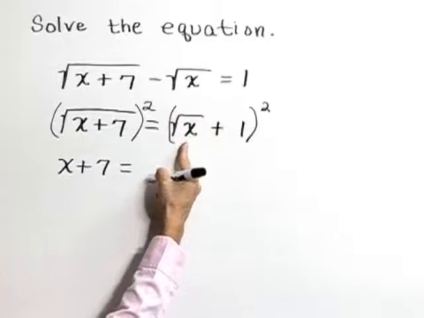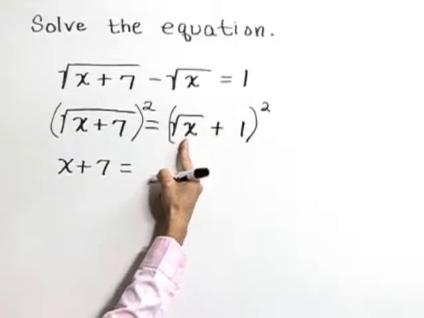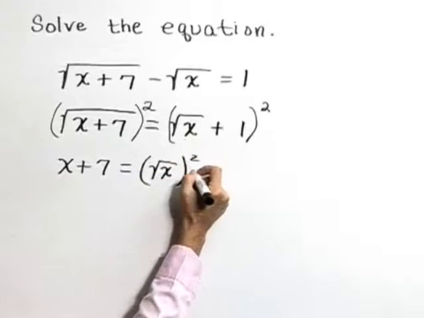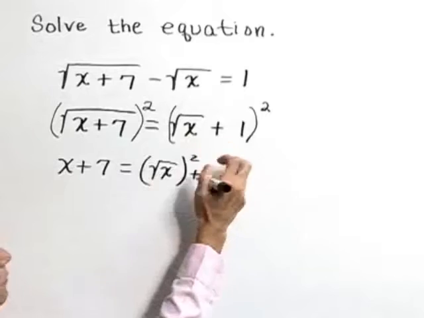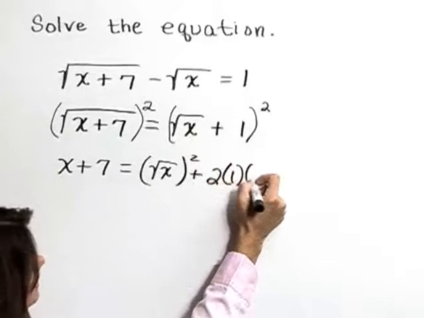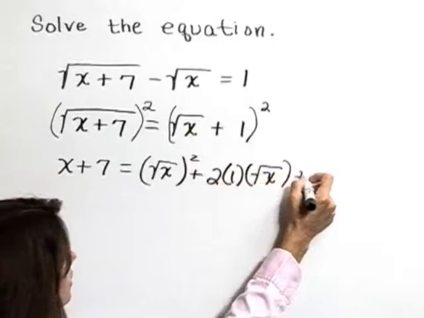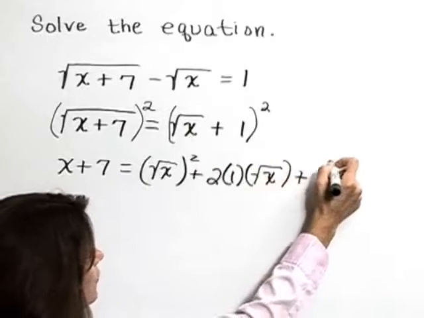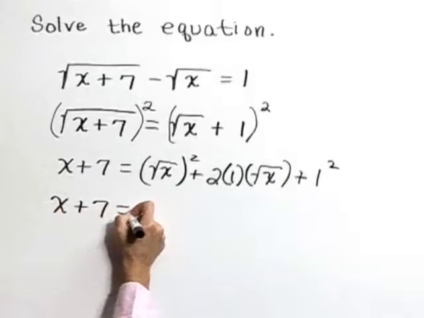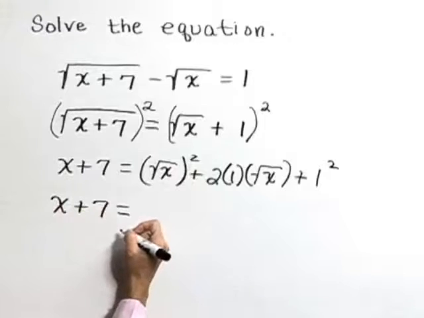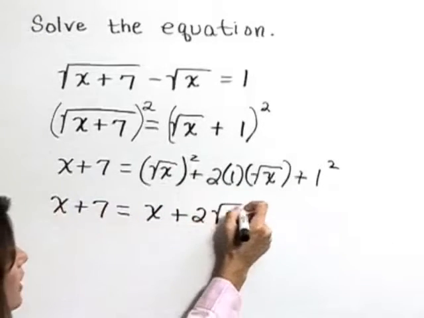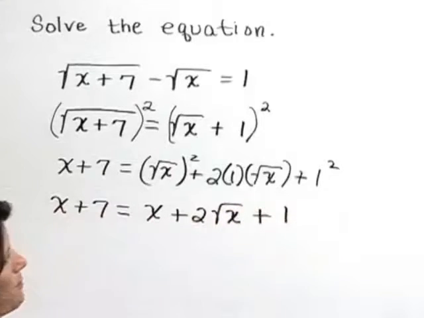That's going to take the form of our first term squared, the square root of x, quantity squared, plus 2 times the product of our terms. So 2 times 1 times the square root of x, plus that last value itself squared. So this gives x plus 7 is equal to the square root of x, quantity squared, is equal to x. Our middle term becomes 2 times the square root of x, and we've got a plus 1 there at the end.